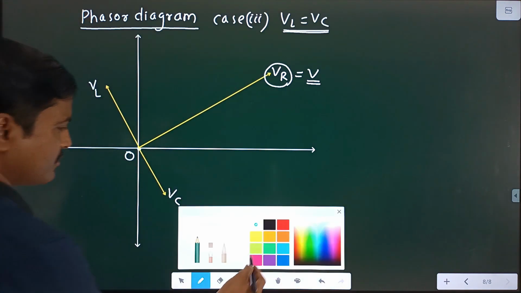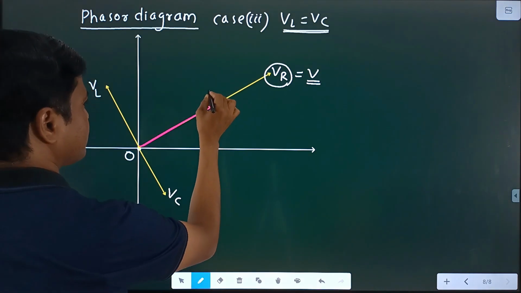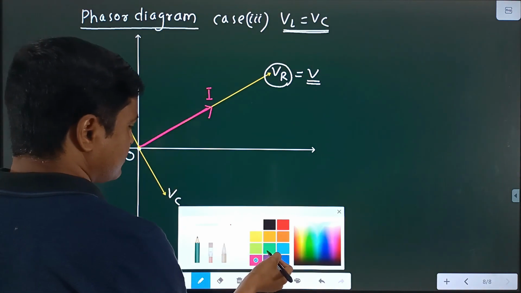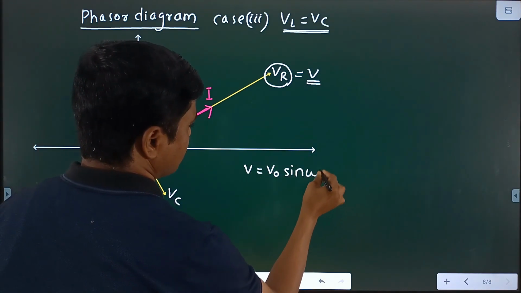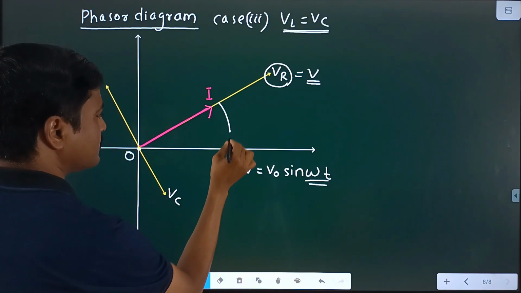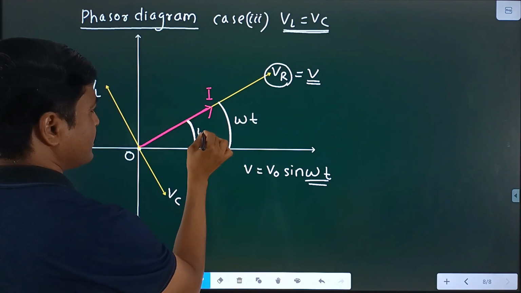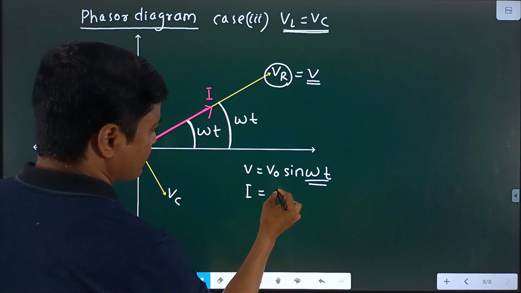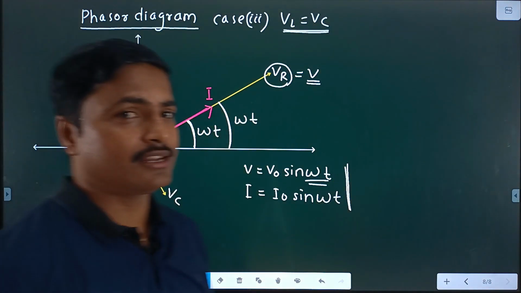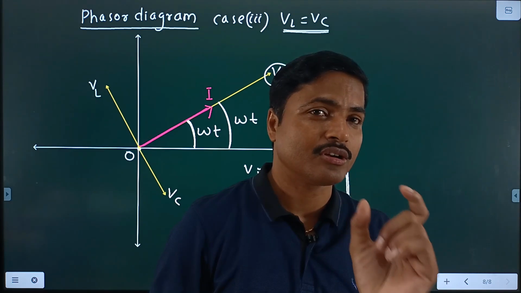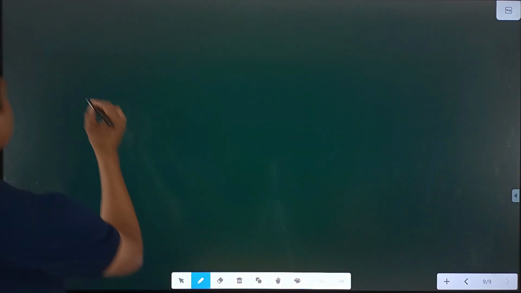And we draw the current phasor. You know the direction of the current phasor is same as the VR. This is the current phasor. For current phasor we write I. Clear? And for the resultant V, you know the expression is V equal to V0 sine omega t. That means the phase is omega t. This is the phase of the applied voltage, and this is also the same as the phase of current, that is omega t. So we write the expression of current: I is equal to I0 sine omega t. Here both are in the same phase. Both in the same phase means it is equivalent to an AC circuit containing only a resistor. So finally we get case 1.